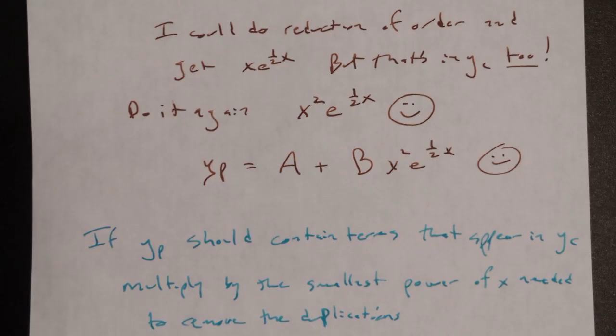We had an e to the x over 2. We had an x e to the x over 2. I need the next power of x up. That's all it needs. But this is always why we should do the corresponding homogeneous part first, to make sure that we're not seeing a duplicated term.